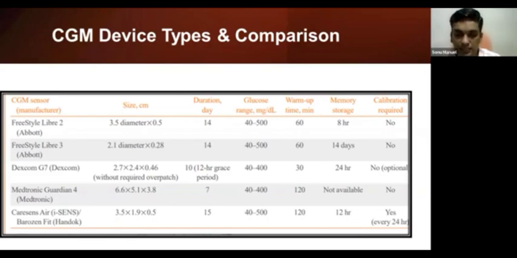But the Freestyle Libre 3, the latest one, has storage of 14 days, and the warm-up time is much less in Dexcom. That is, if you are applying CGM for the first time, the readings will start coming only after 60 minutes in Freestyle Libre, and Medtronic takes 120 minutes as warm-up time. Whereas in Dexcom, the warm-up time is only 30 minutes. The range of glucose is almost similar in all these devices, and the duration is maximum for Freestyle Libre and Medtronic Guardian at 15 days, and Dexcom has 10 days. But there are a few CGMs available which can be worn up to 90 days.